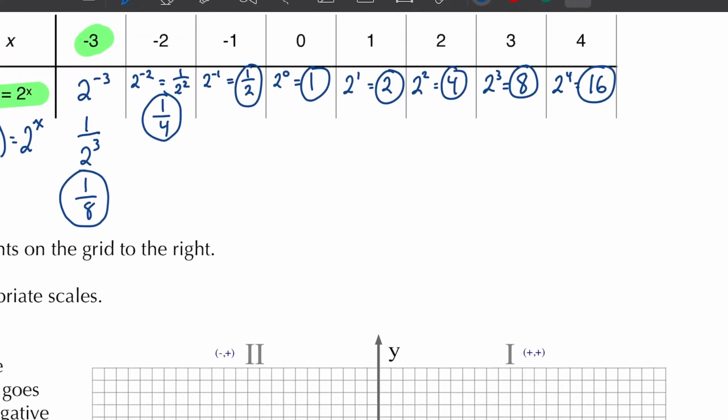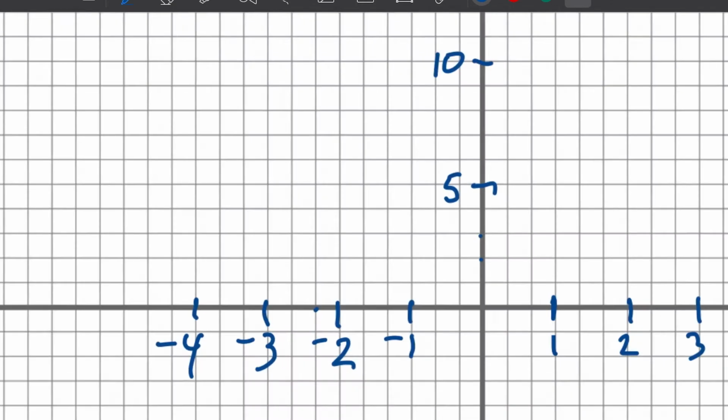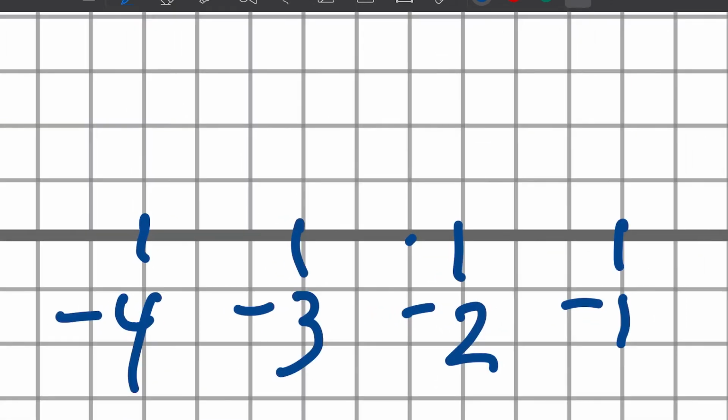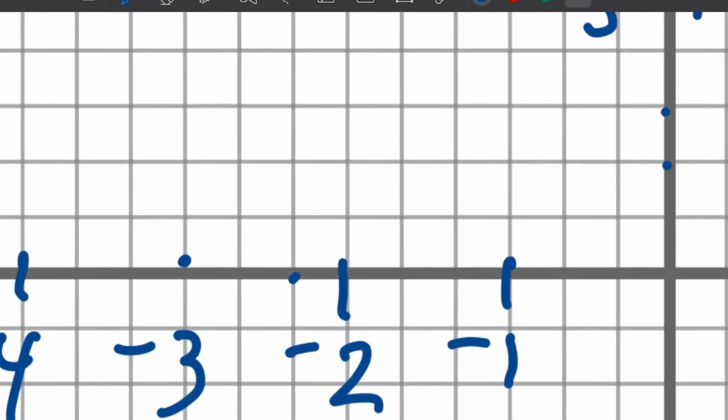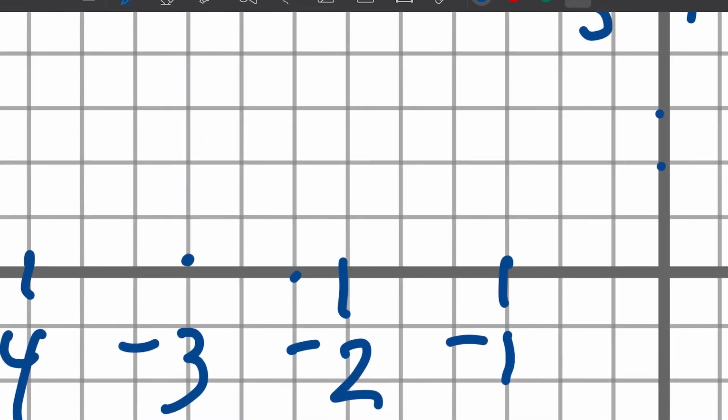At -3, it's 1/8. So at -3, it's 1/8. That is going to be right about there. At -2, it's 1/4. I'm zooming way in here. That's going to be about there. At -1, it's 1/2. That's going to be about there.